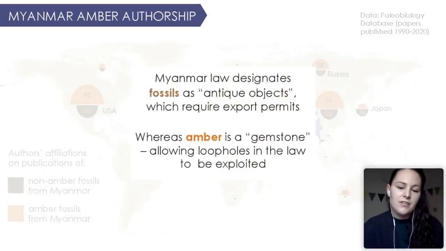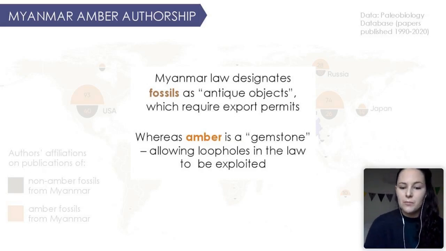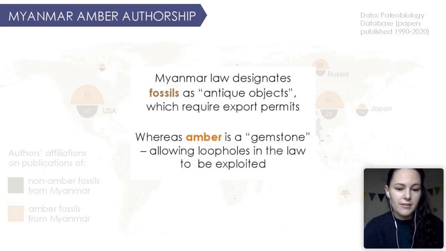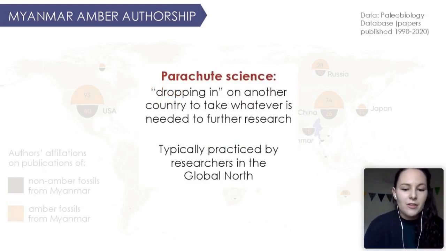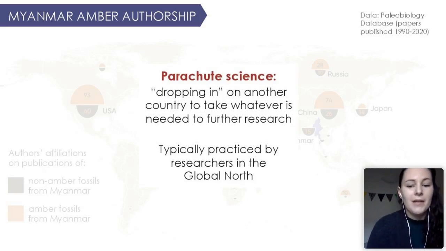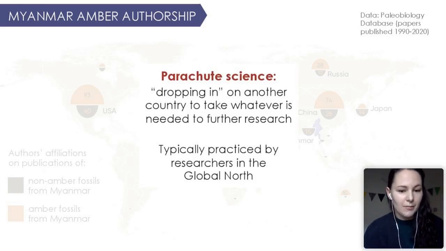This may be due to differences in Myanmar's laws, where fossils are considered antique objects and are illegal to export without a permit, likely fueling the need for local collaborators. However, amber is considered a gemstone, regardless of whether it contains a fossil or not, allowing loopholes in these laws to be exploited. No matter the cause of the pattern, it is still indicative of the deleterious practice known as parachute science, whereby paleontologists, typically from the global north, like me, drop in on another country or area, typically in the global south, like Myanmar, to take whatever is needed to further research without contributing in any way to the local community.